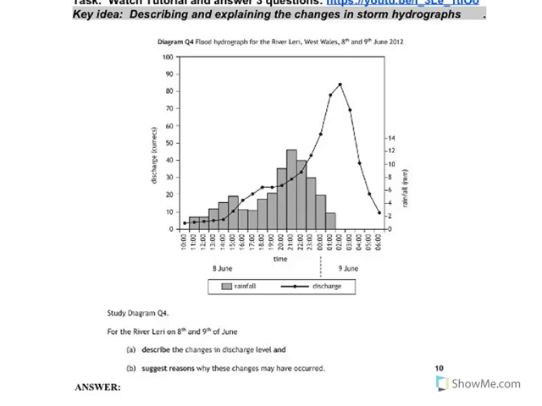Okay, in this tutorial I'm going to help you answer a question that you can see in front of you, which is a question about a flood hydrograph for the river Leri, and we are looking at what the river does after a rain event. And we've got two parts to this question. We have a describe part that we can see here, and we have a suggest reasons for those changes here. We can see that there's 10 marks.